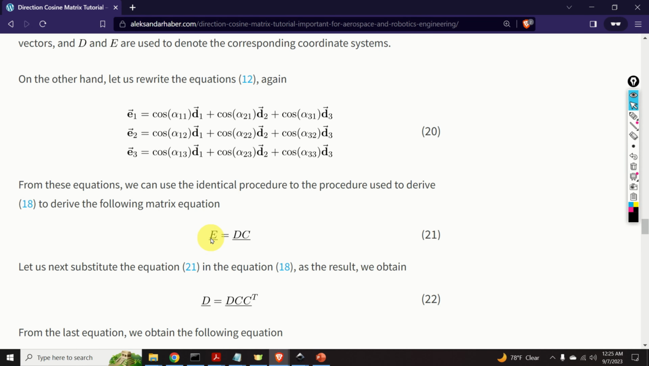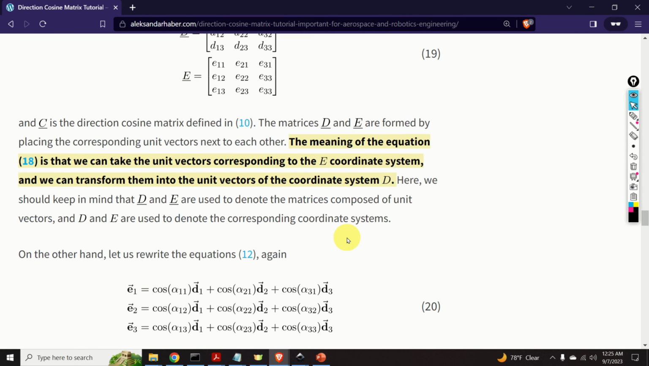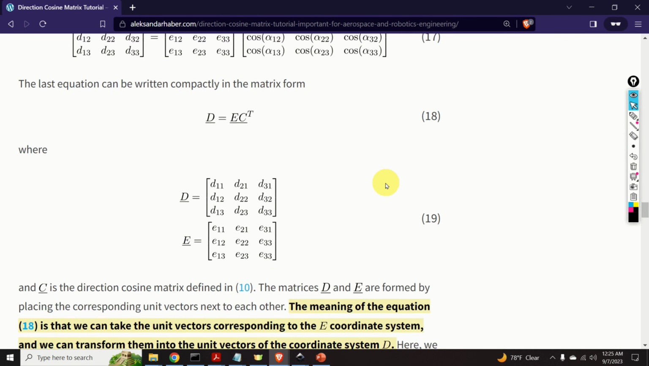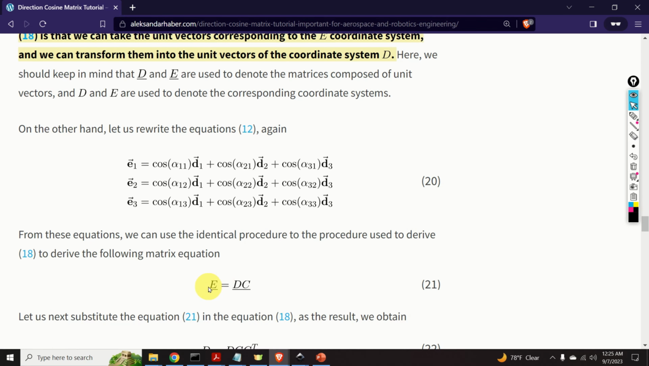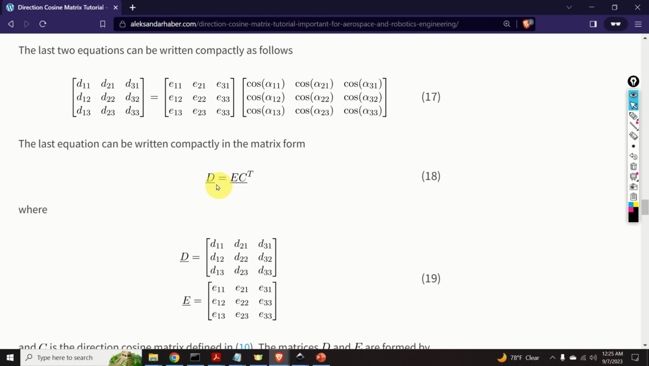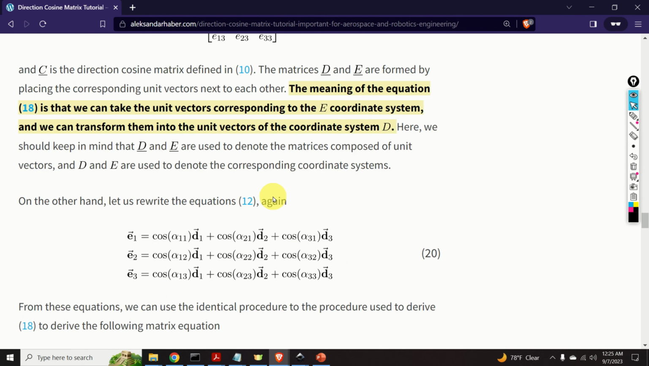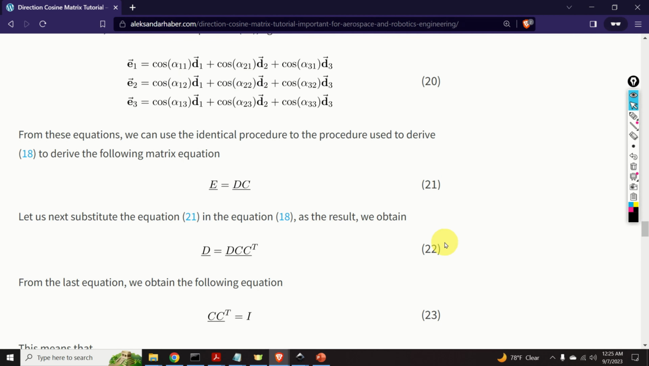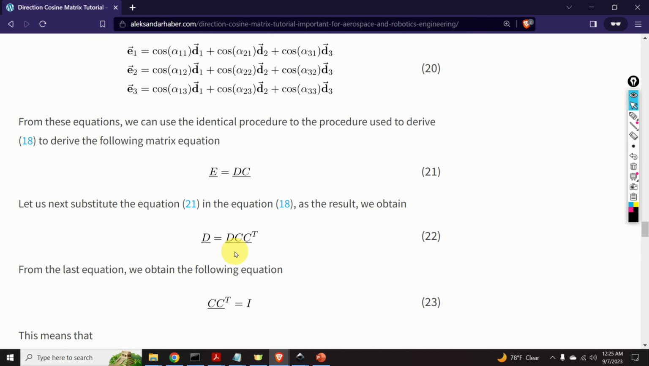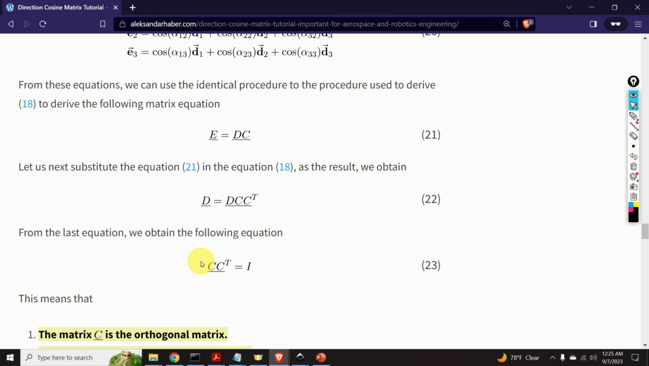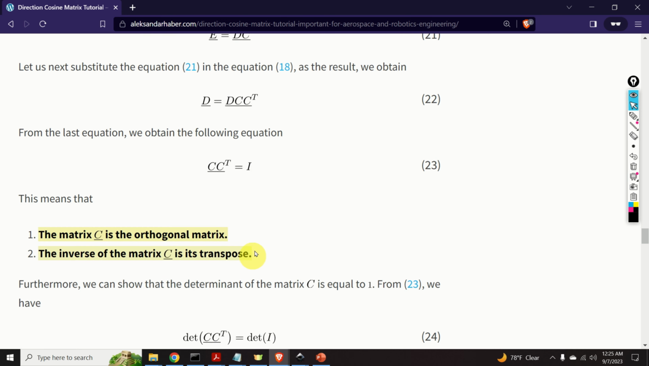Next, let's see what will happen if we substitute the equation 21 in the equation 18. That is, we are substituting E from this equation into this equation. And let's see the result. As the result, we obtain the equation 22. From this equation, we actually obtain a very interesting equation. We obtain that C times C transpose is equal to the identity matrix.